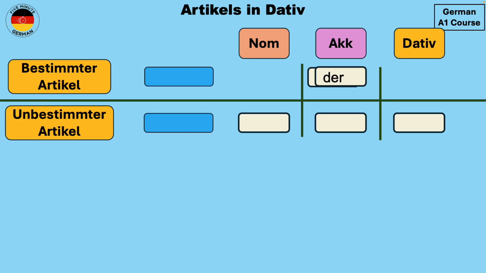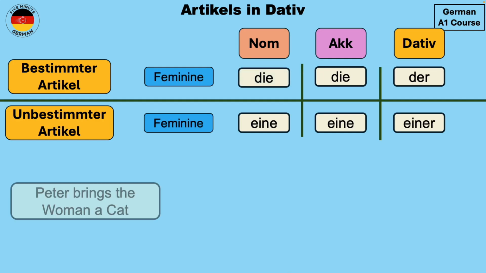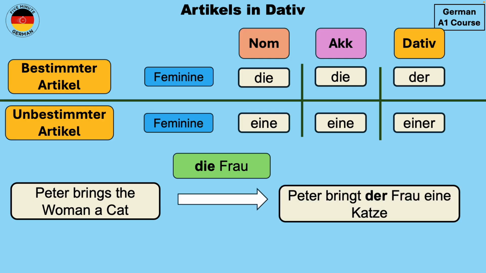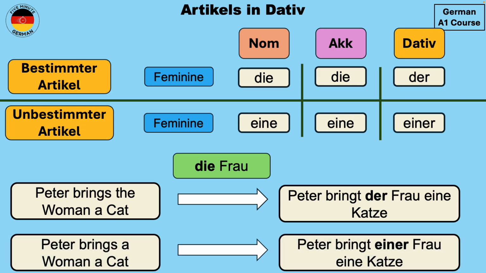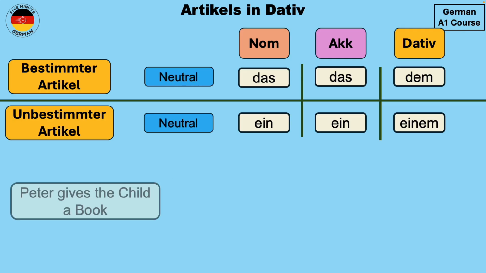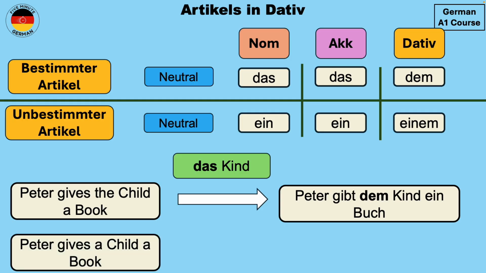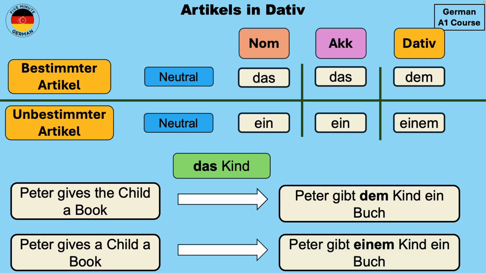Now let's take an example with the feminine noun in dative. So an example can be Peter brings the woman a cat, and woman we know is die Frau in German. So this will become Peter bringt der Frau eine Katze. The same example with an unbestimmter article will be Peter bringt einer Frau eine Katze. So Peter brings a woman a cat. Let's also consider the neutral case. So an example will be Peter gives the child a book, and child is das Kind in German. So this sentence will become Peter gibt dem Kind ein Buch. So when we take the unbestimmter case, then the sentence will be Peter gibt einem Kind ein Buch.